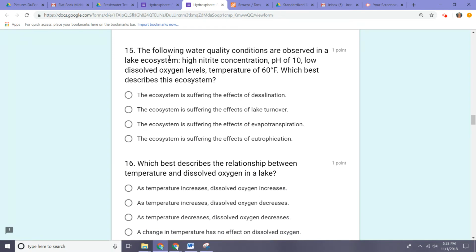Number 15. The following water quality conditions are observed in a lake ecosystem: high nitrite concentration, pH of 10, low dissolved oxygen levels, temperature of 60 degrees Fahrenheit. Which best describes this ecosystem? The ecosystem is suffering the effects of desalination. The ecosystem is suffering the effects of a lake turnover. The ecosystem is suffering the effects of evapotranspiration. The ecosystem is suffering the effects of eutrophication.